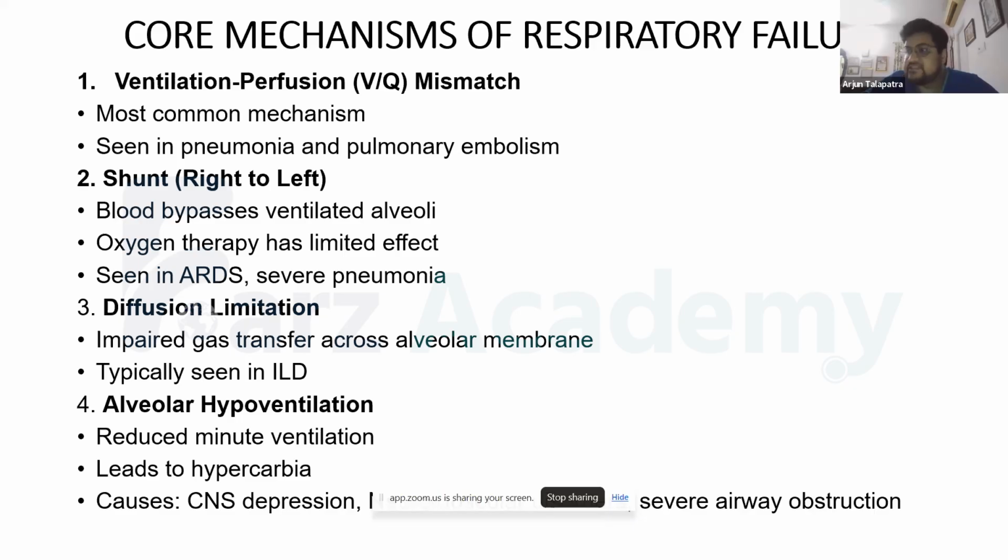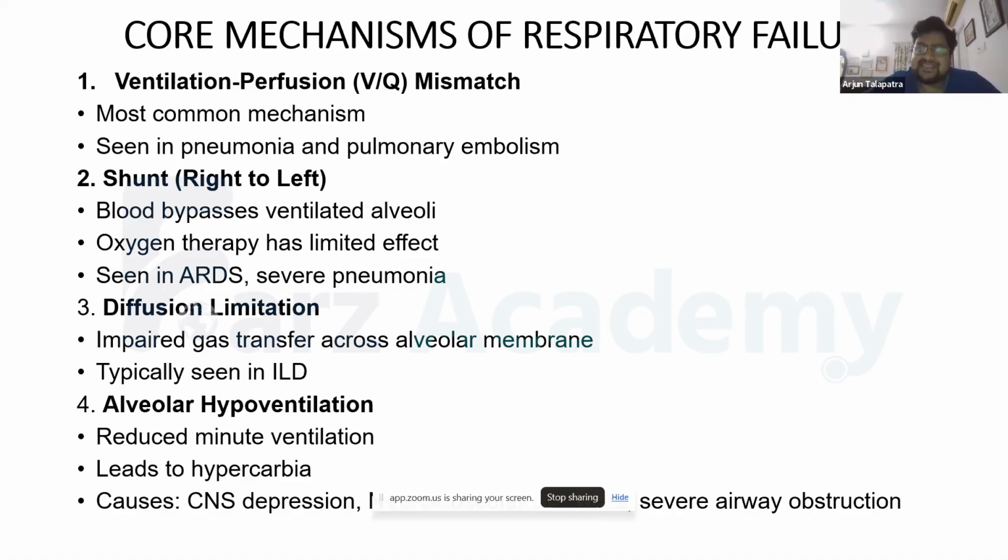So these are two different spectra of the disorder. You can also have a shunt, what is typically called a right to left shunt, where your blood basically bypasses the ventilated alveoli, right? This is typically seen in severe ARDS, severe pneumonia. In this case, oxygen therapy has limited effect because, let's say, your alveoli are filled up with fluid. There's a big consolidation, very severe ARDS. In that case, your blood is just going to bypass those alveoli. So even if you're giving oxygen therapy, it might not have an adequate response.